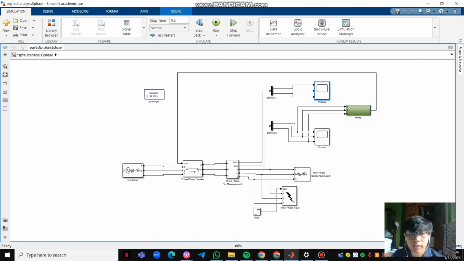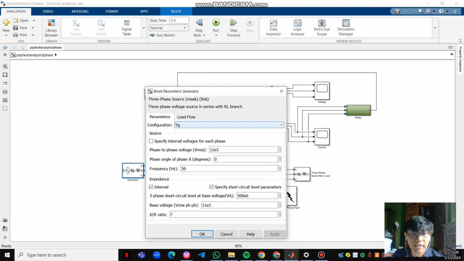The first one here is the three-phase source, which is the generator. For the generator, we are using YG configuration, and phase-to-phase voltage VRMS of 11 kV. The frequency here is 50 Hz, and the base voltage VRMS phase-to-phase is the same as at the top, 11 kV.